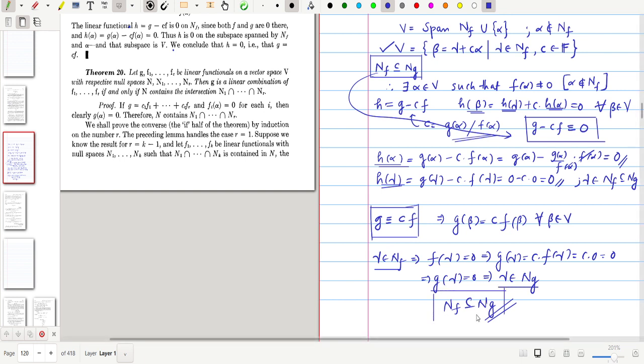Now we will consider the general case in the next class.